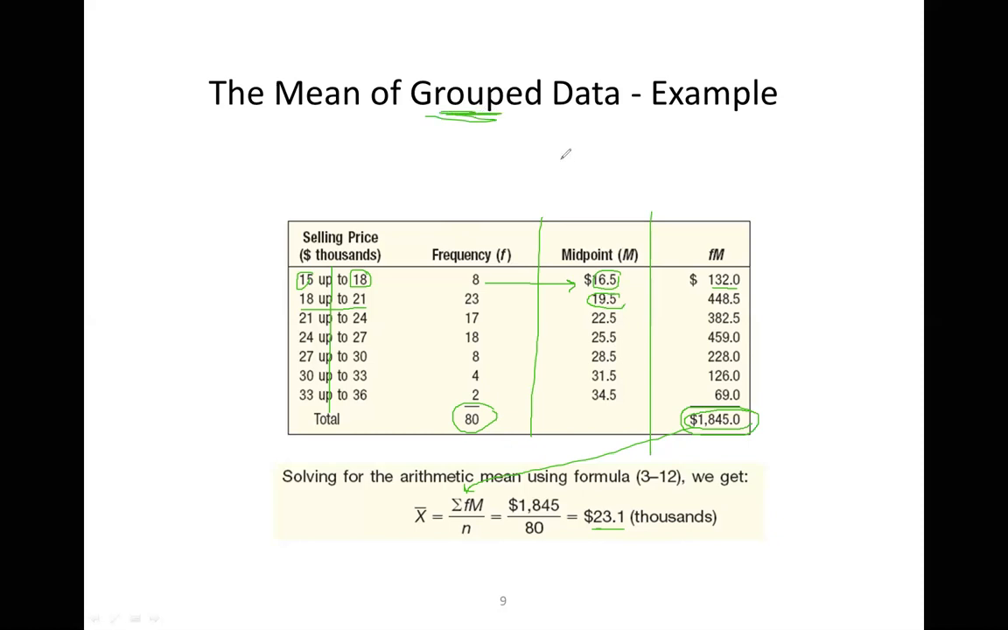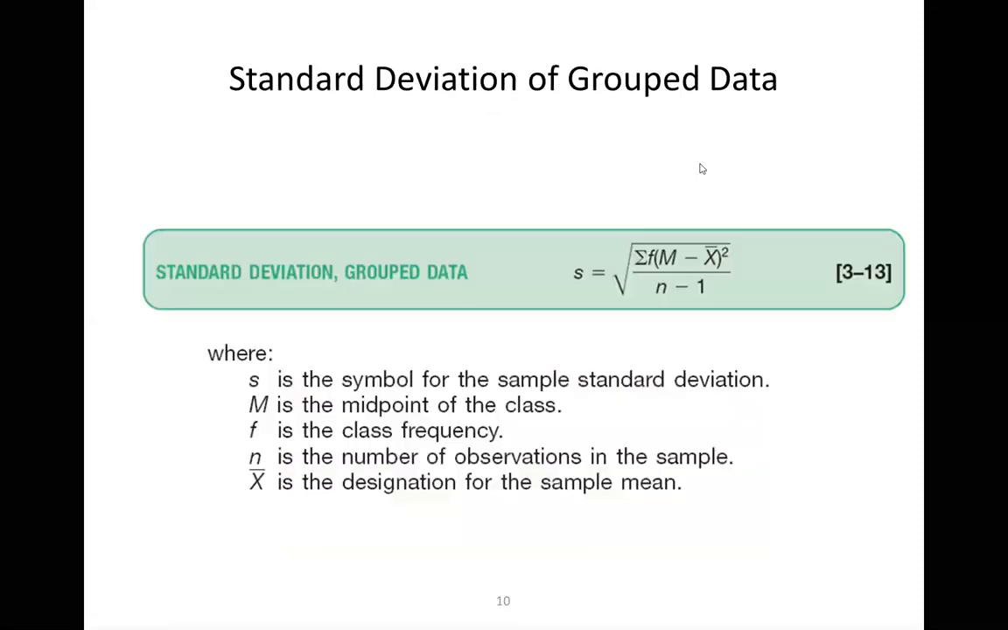In the same way, how can I calculate the standard deviation? I have to modify the formula for the standard deviation to be able to find it from grouped data. Just to remind you, the S from ungrouped data was the square root of sigma x minus x bar all squared, divided by n minus 1.